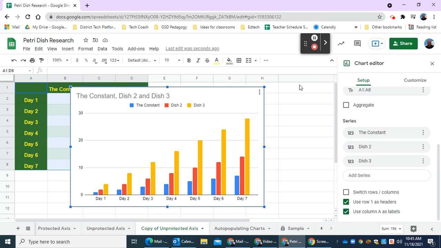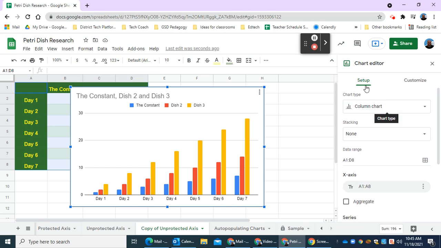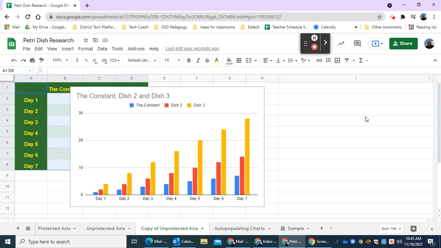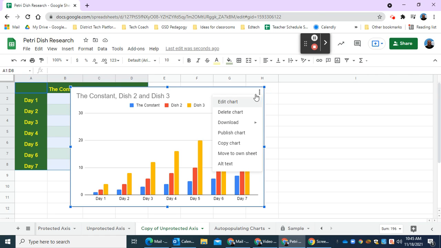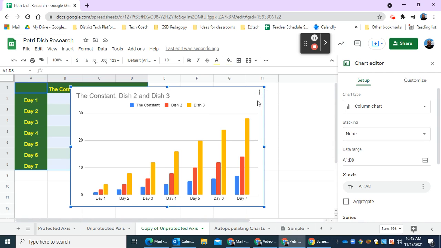But this chart or this graph might not show us the differences that we're looking for. After all, we want to compare and contrast the different petri dishes. So, in the chart editor to the right, scroll up in the setup and click Chart Type. If for whatever reason you exit out of that by accident, you can always find it by the three dots in the right corner of the graph you made. Click on the three dots and click Edit Chart. And now you can see we're back to where we were.